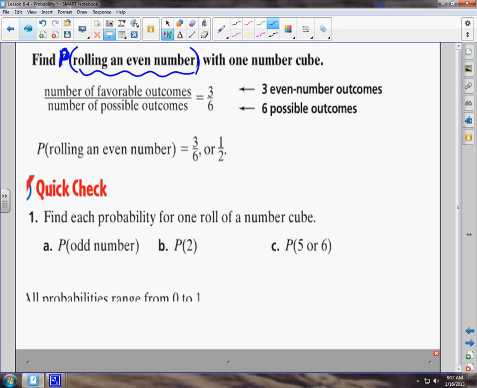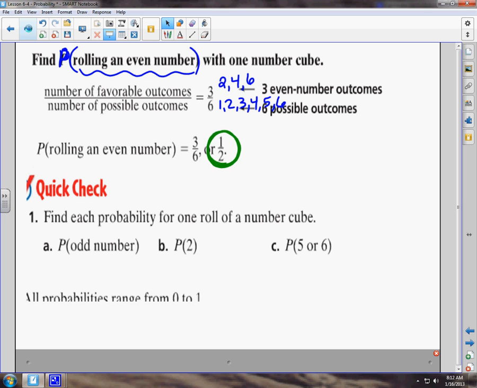So here is the answer. The number of favorable outcomes is 3 because I could get a 2, I could get a 4, or I could get a 6. And then the possible outcomes are 6: 1, 2, 3, 4, 5, and 6. So my probability of rolling an even number is 1/2. Remember, you need to simplify always. So try A, B, and C, and then we will go over them.